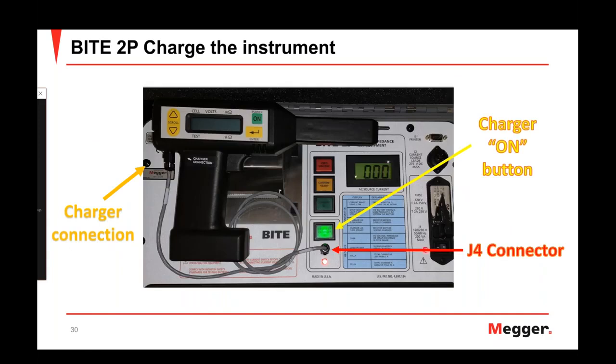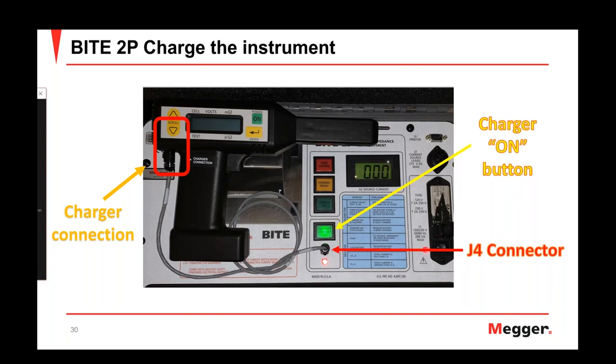So something else that we need to talk about as far as setup is making sure that the instrument is charged before we take test measurements. Now, to do this, it's different for the BITE 2P and BITE 3 instruments. For the BITE 2P, the receiver probe is charged using the current transmitter.